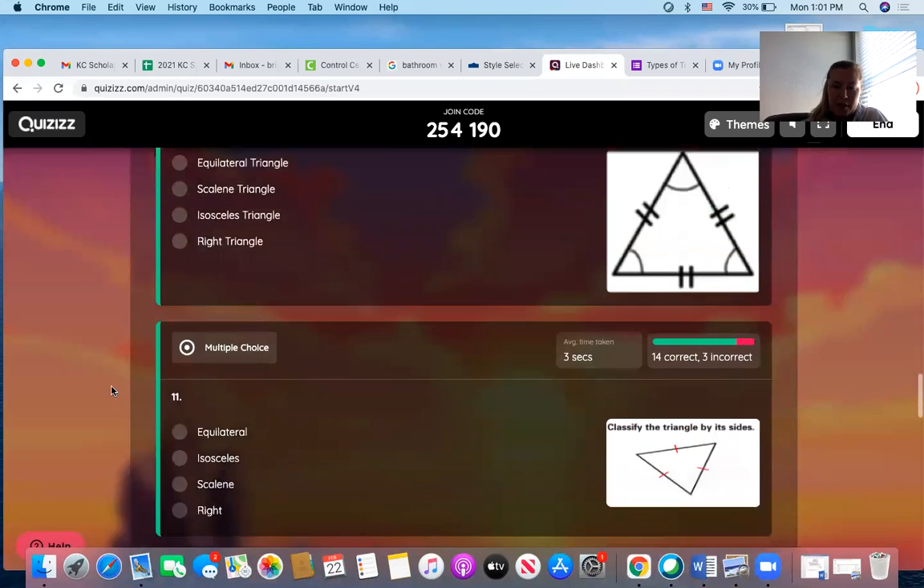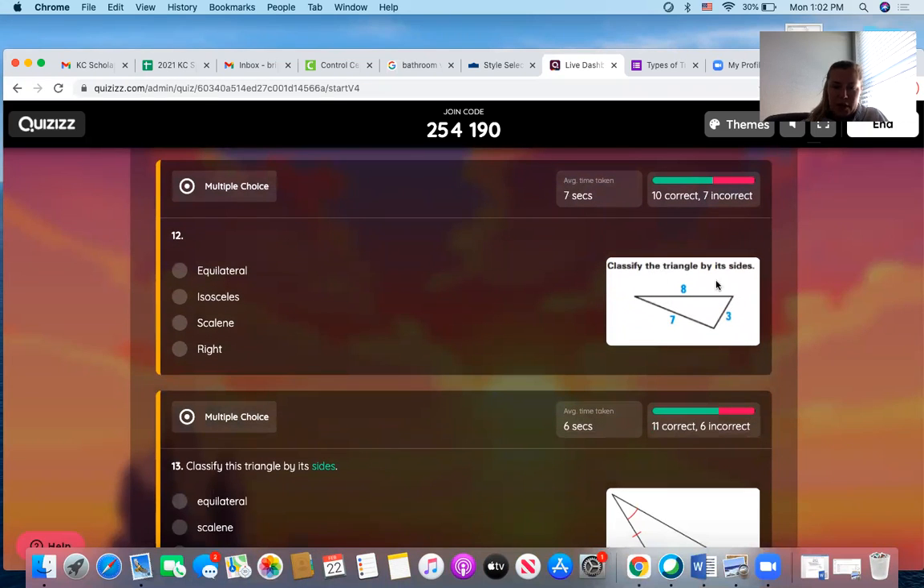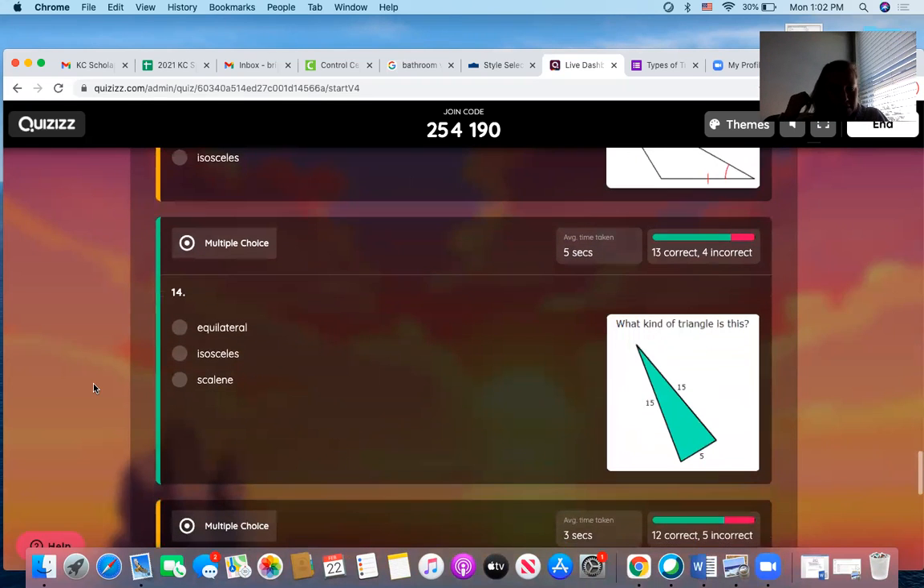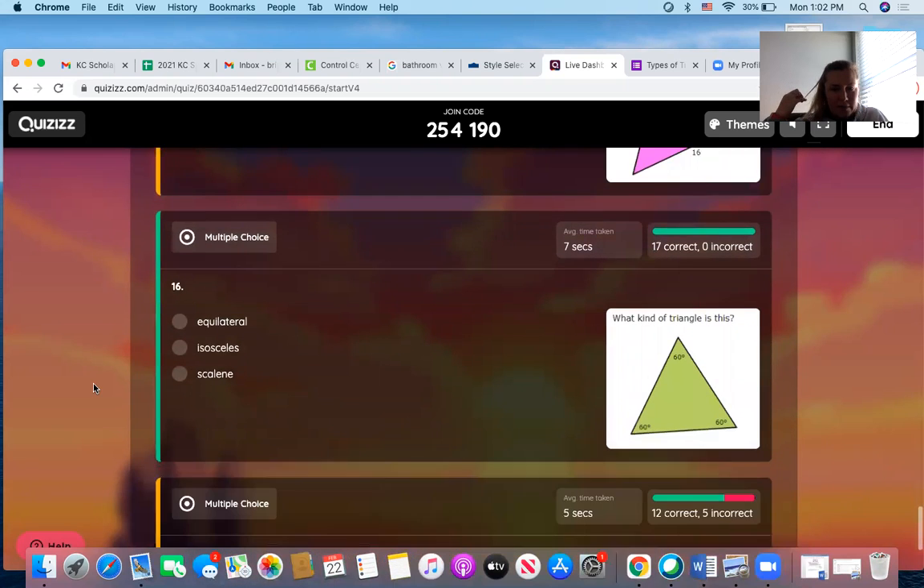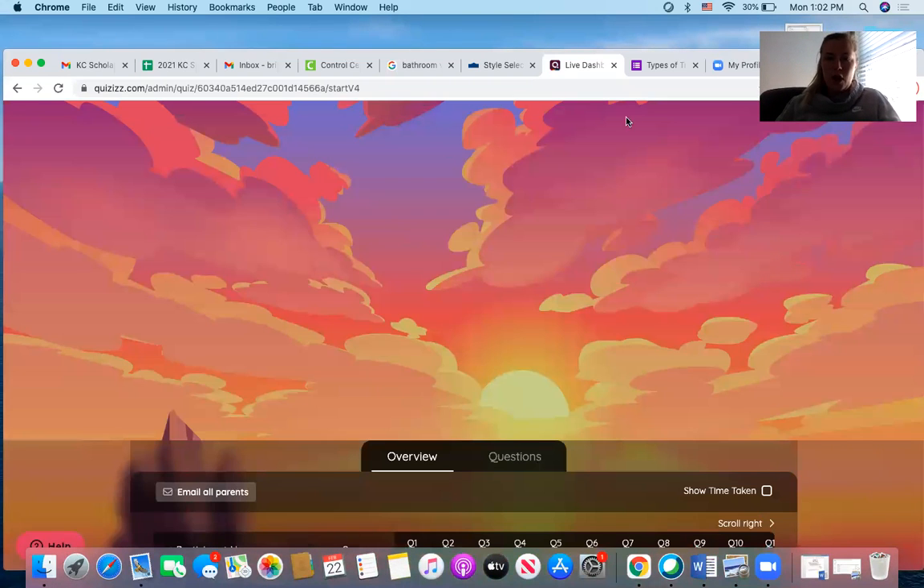Then we have a right triangle, an equilateral triangle, an isosceles triangle, scalene, equilateral, equiangular, equilateral. This, you have to look at the numbers. They're all different. So it's scalene. Then we have isosceles, scalene, equilateral, and isosceles. All right. So those are the answers to your knowledge check.